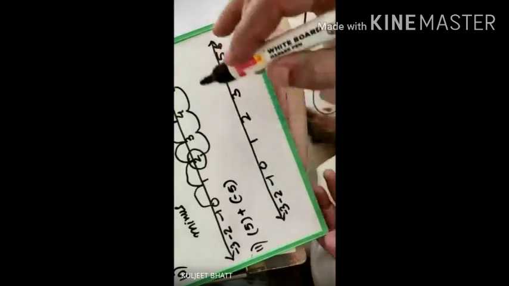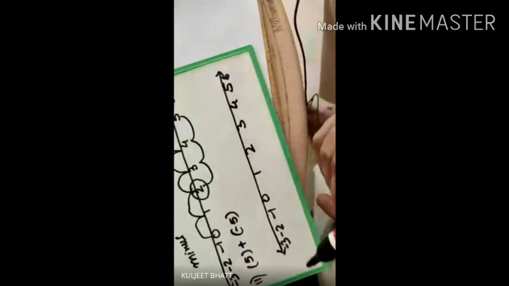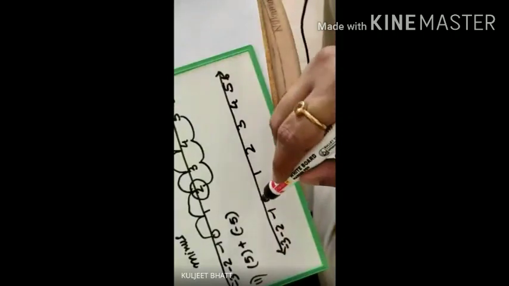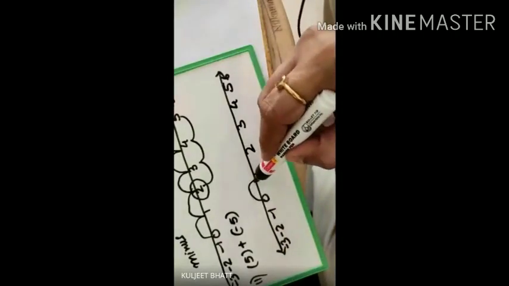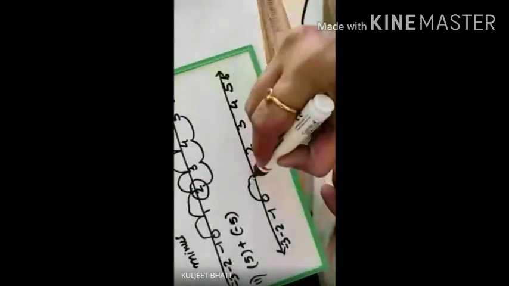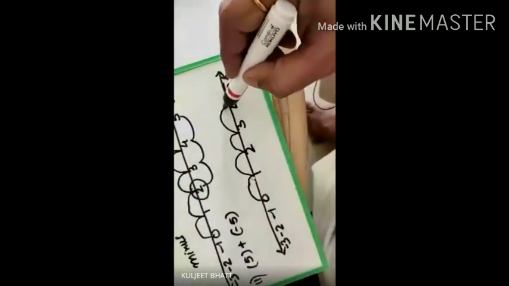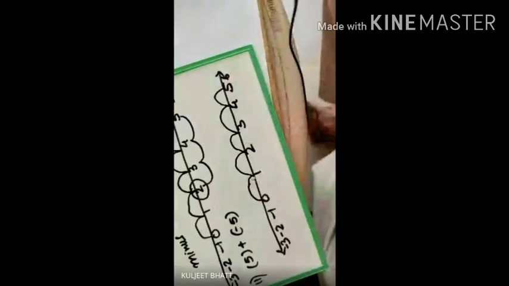When it is plus 5, what will you do? You will jump 5 steps towards the right hand side because it is plus 5. So 5 steps. 1 step, second step, third step, fourth step, and the fifth step. Because in the question it is plus 5, I have moved 5 steps towards my right.